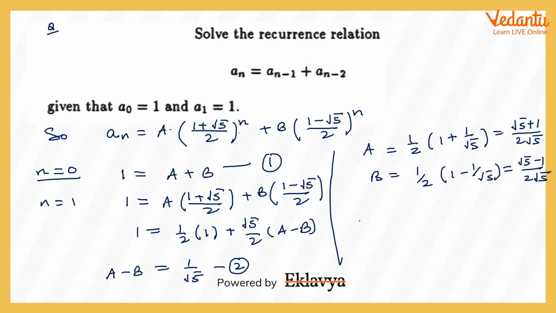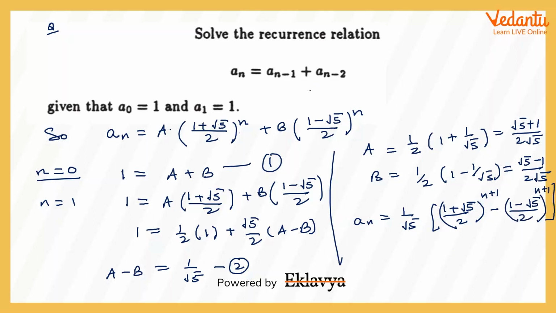So here my nth term an can be written as, you can check now, 1 by root 5 outside, and this will be 1 plus root 5 upon 2 whole power n plus 1, because n was already there, and minus sign because here it is 1 minus root 5 and here it is root 5 minus 1. So 1 minus root 5 upon 2 whole power n plus 1. So that is the answer for this Fibonacci sequence.